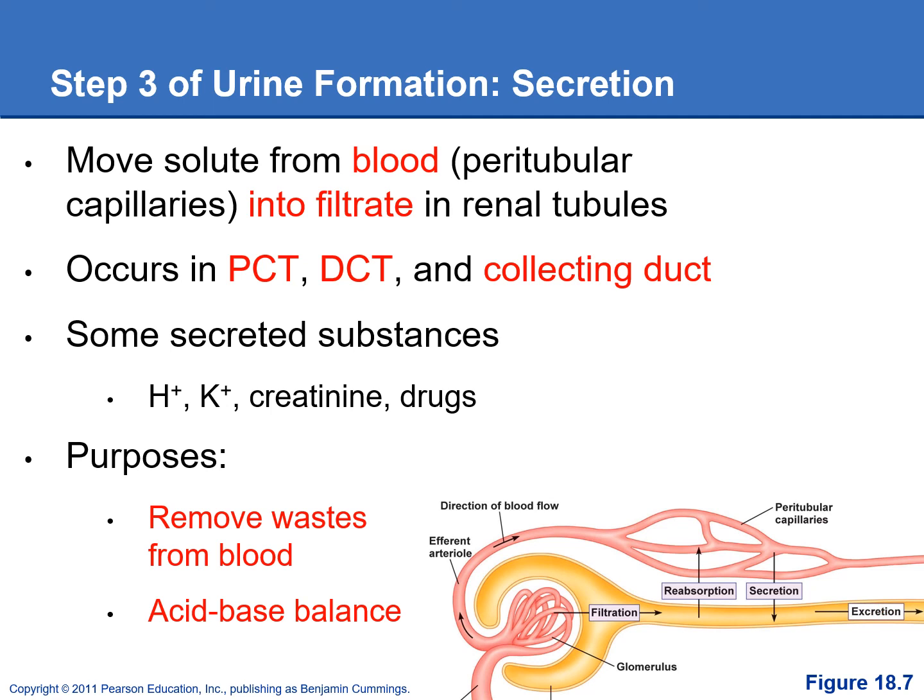We also secrete potassium ions, which we'll look at later with the hormone aldosterone. And then any waste products that maybe we didn't filter enough out in the glomerulus, we can secrete them from the blood into the urine. So things like creatinine and drugs will also be secreted.